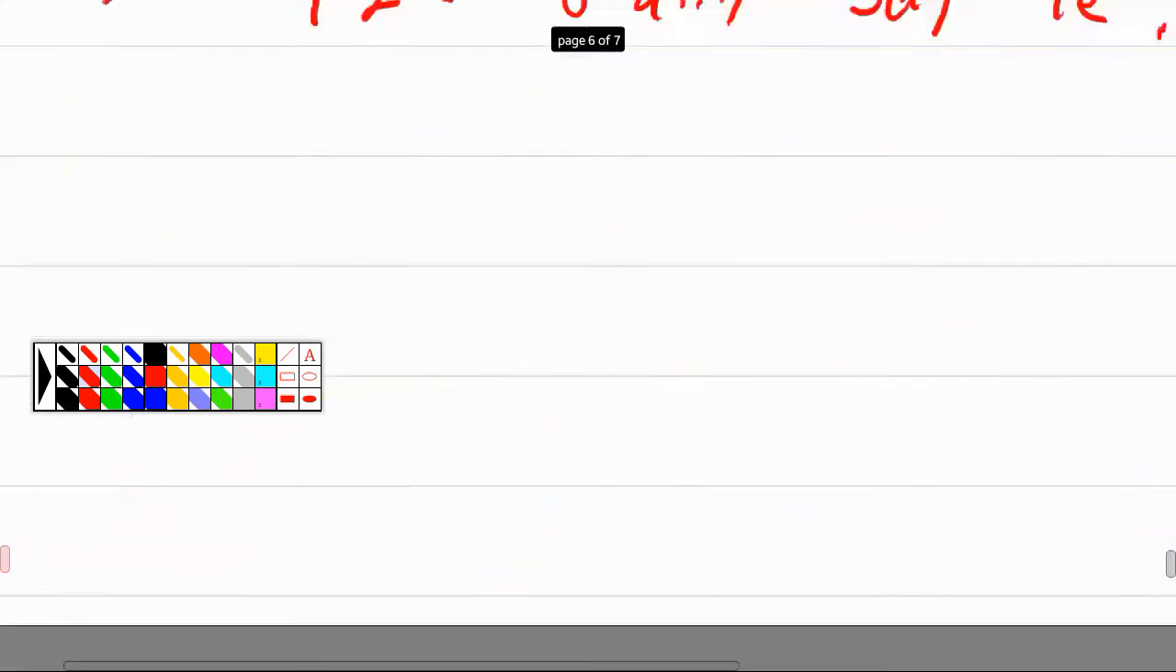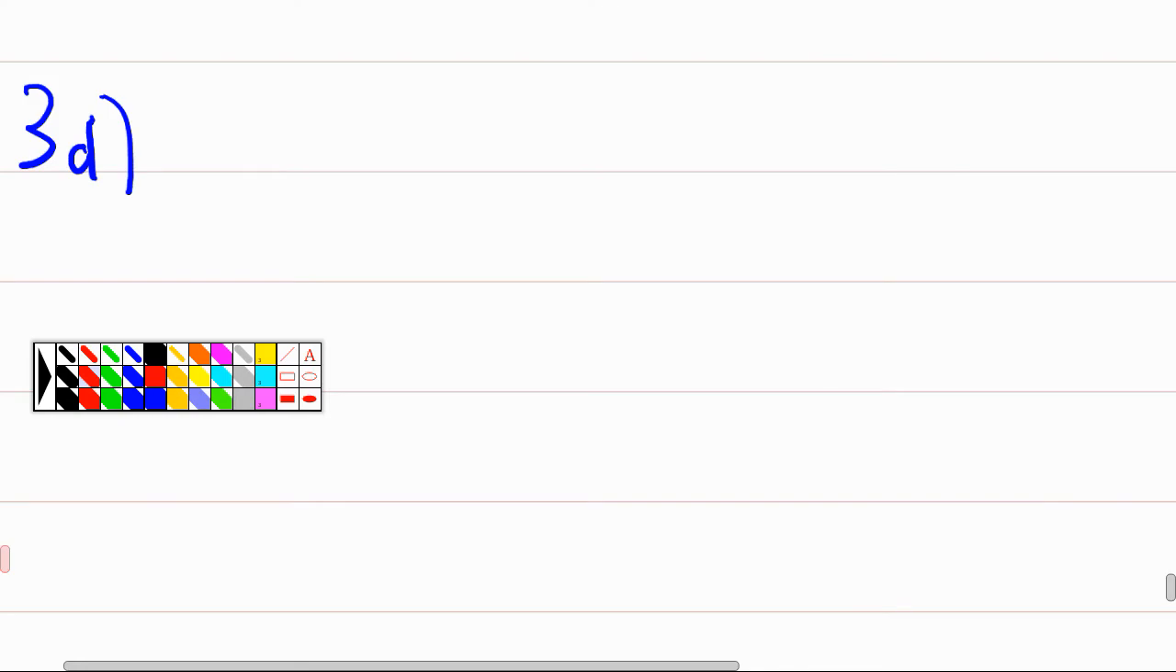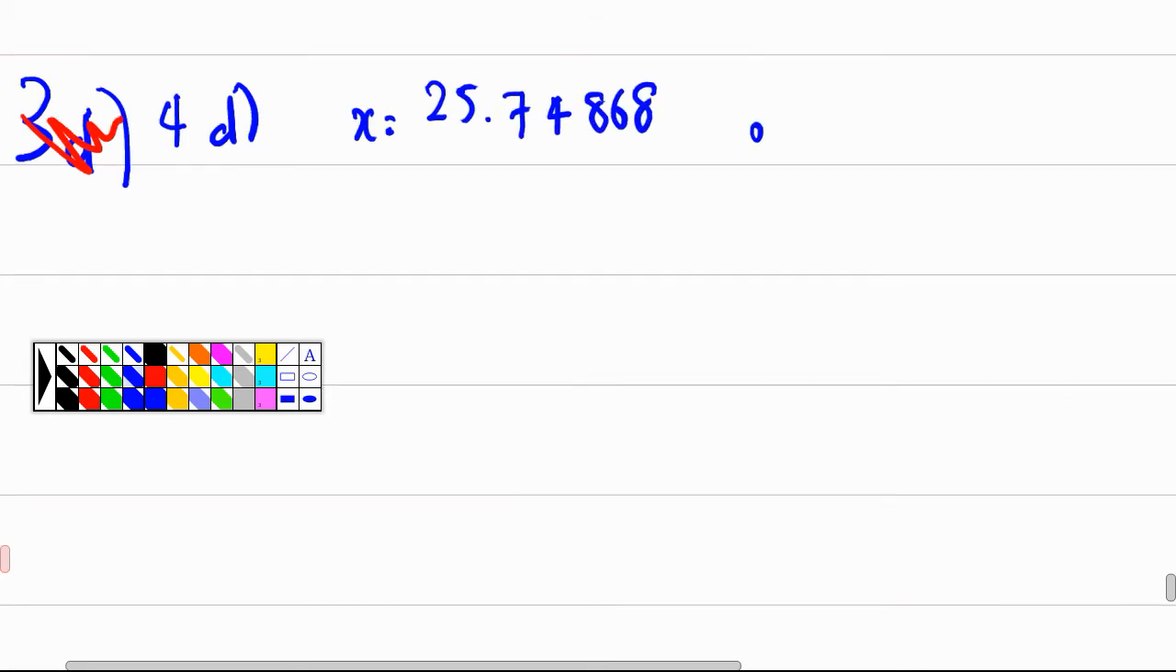Okay, then I go on to question 4. I thought you don't want 5? Okay, question 4, is it 4A or 4B? Okay, then can I have the 4D answer? 4D answer, X is what? 25.74868 or X equals negative 21.